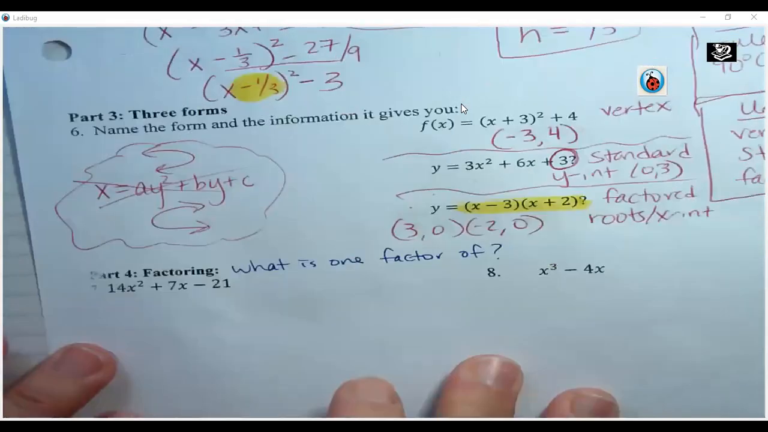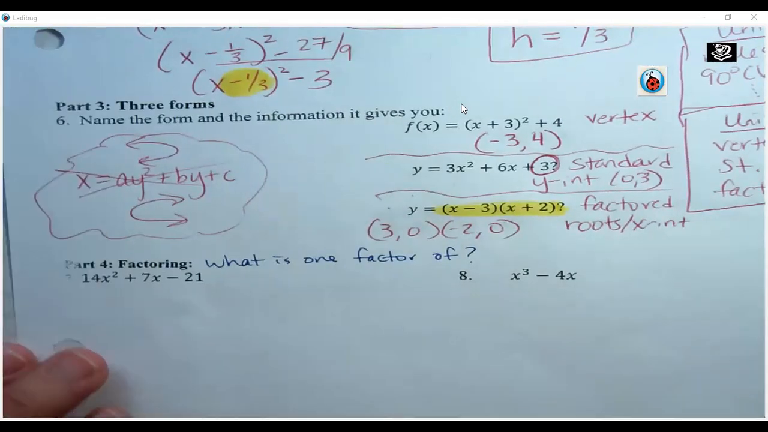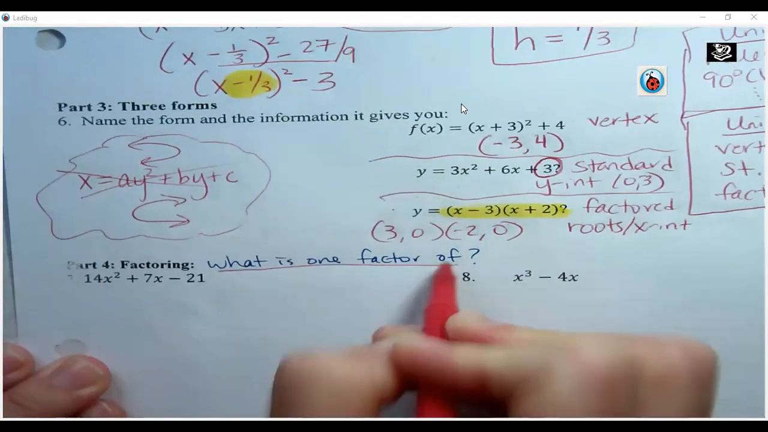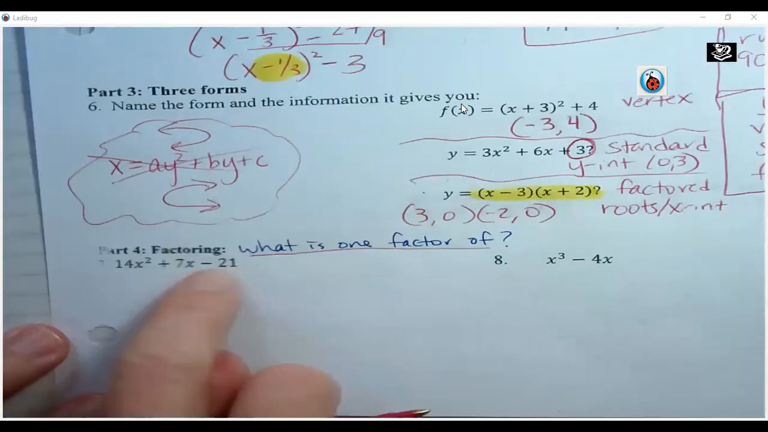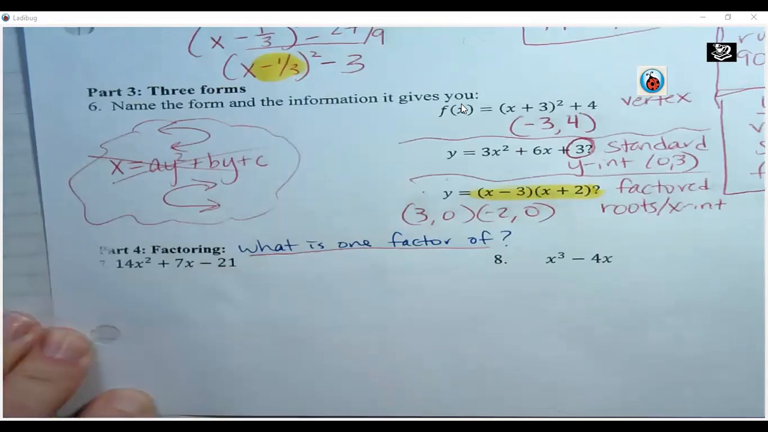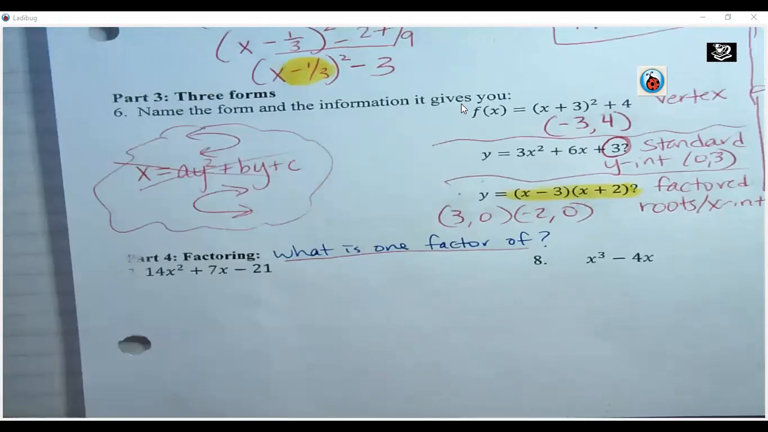Okay. Factoring. What is one factor of? I'll explain what I mean by that in a minute. For now, let's just factor like we normally factor. What do you have to do first when you factor? Place the first two terms in parentheses. Oh, that's complete the square. What about for factoring? What do you do? Find the GCF. Good. Find the GCF.